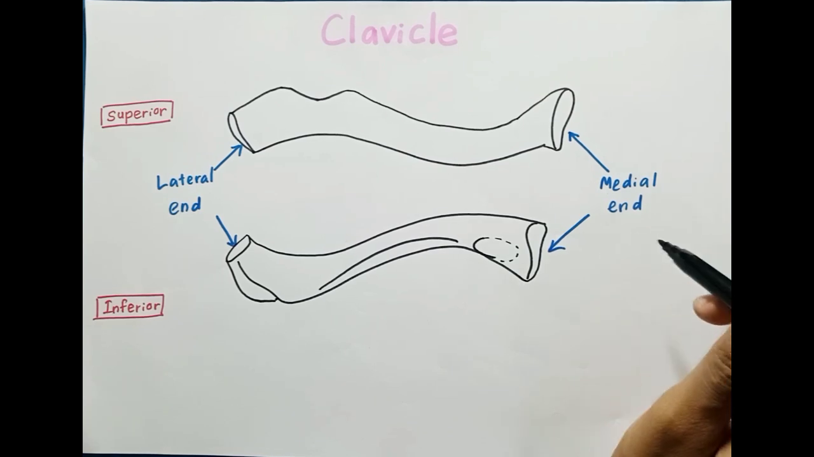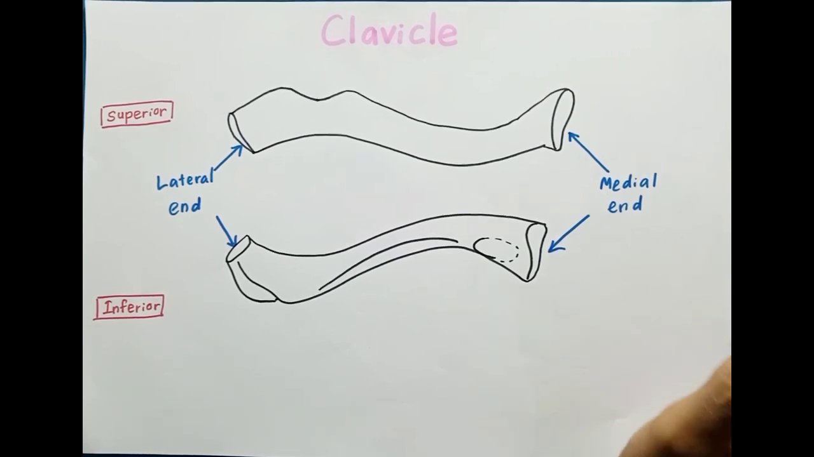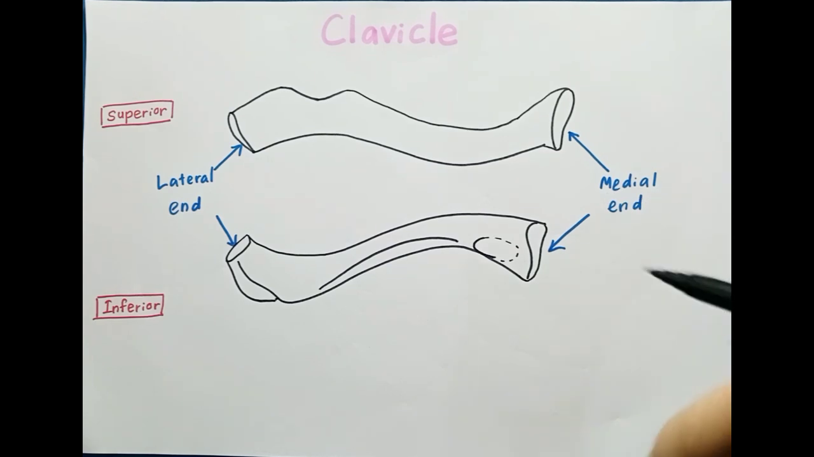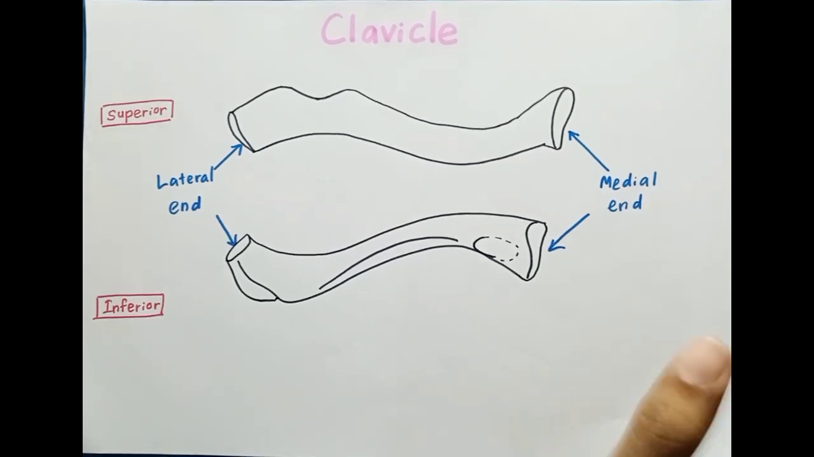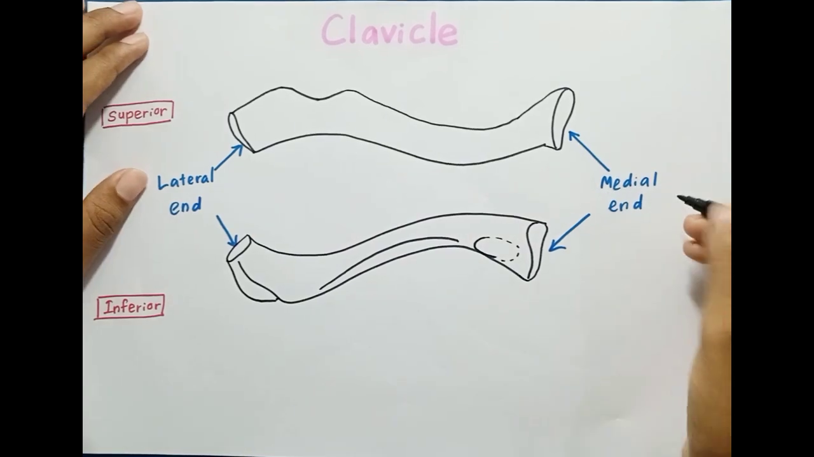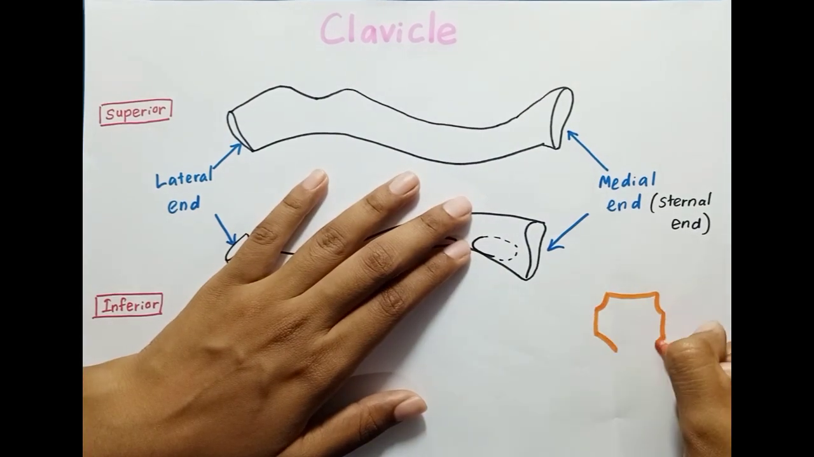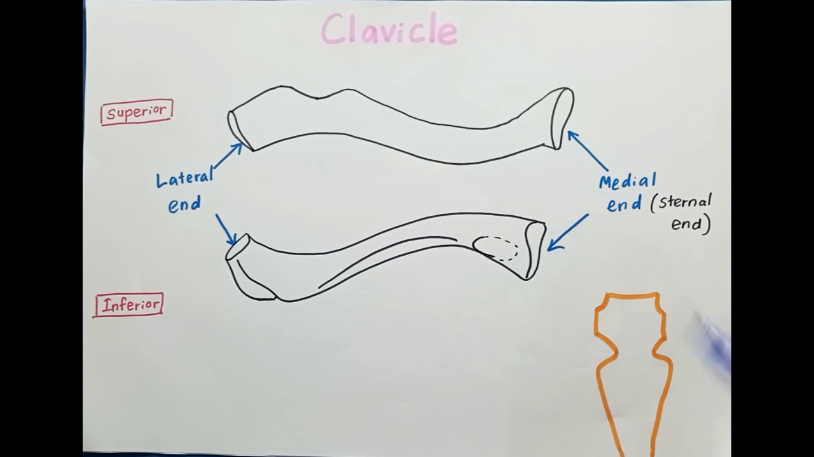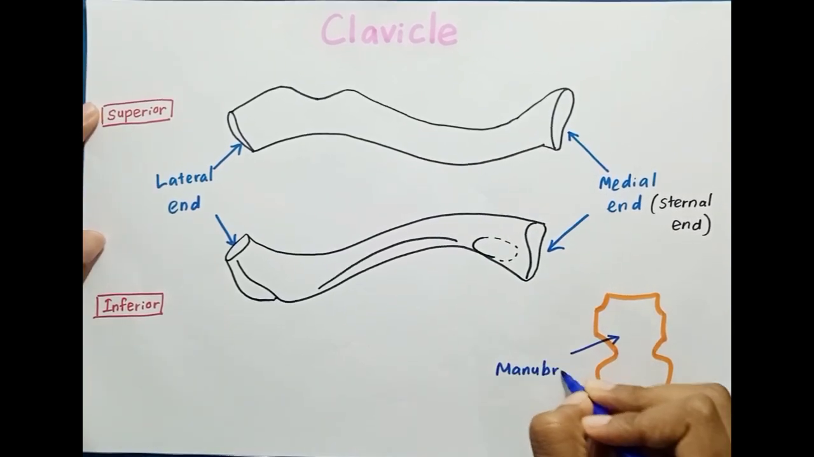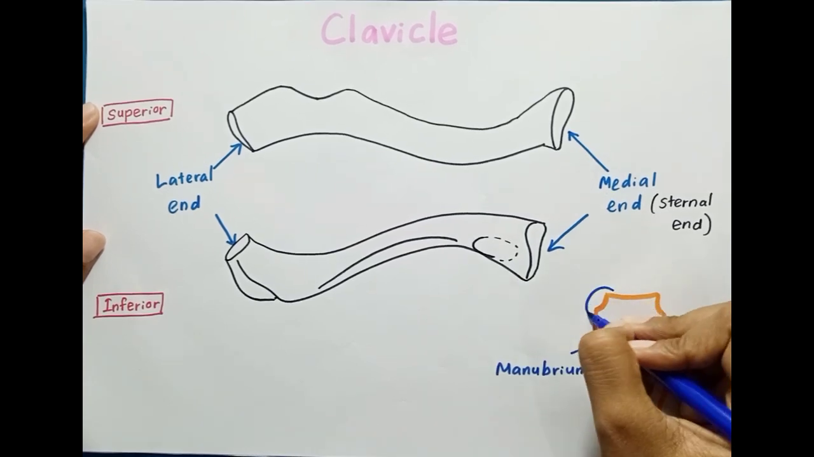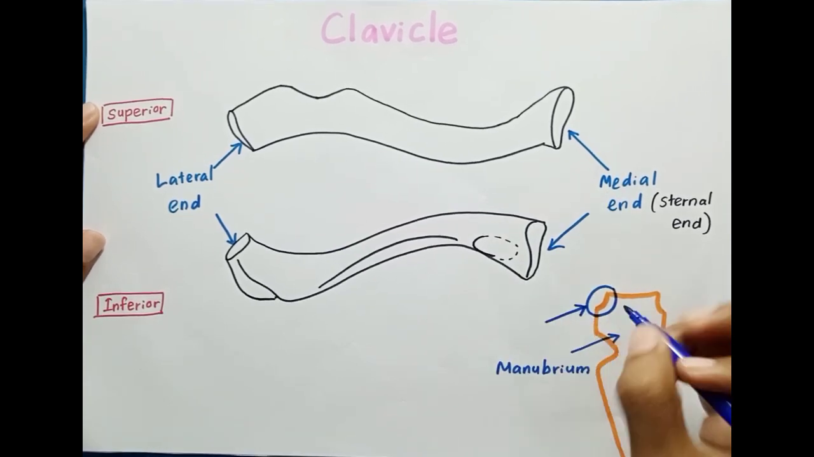When we talk about the medial end, it is also called the sternal end because this end articulates with the sternum. That's why it is called the sternal end. So this articulates with the clavicular notch of the manubrium. Manubrium is the uppermost part of the sternum. If we draw sternum like this, the upper part is called the manubrium and this notch is known as the clavicular notch.